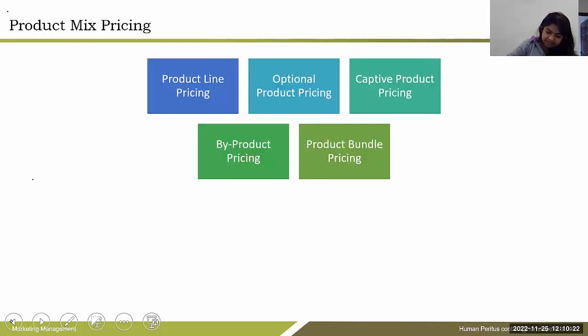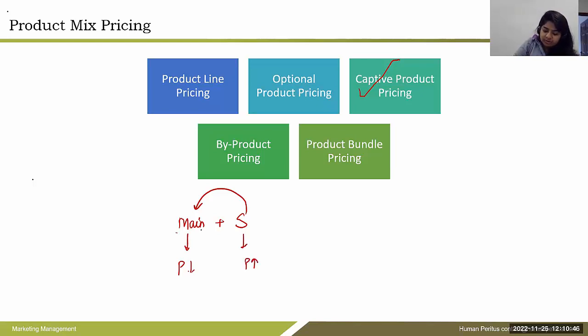Captive product pricing. The main thing you have to learn here is there are 2 products. One is the main product and one is the subsidiary product which is used along with the main product. What the company does smartly is they put the pricing of the main product low, but the subsidiary product high. You cannot use the main product without the subsidiary product, but to entice the customer, they will put the main product low. Let's say the printer and the ink. The printer is at low cost, but the inkjet of that is expensive.